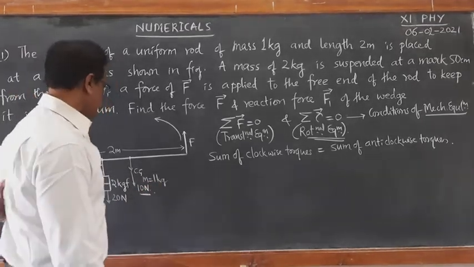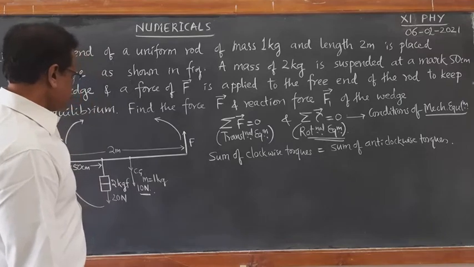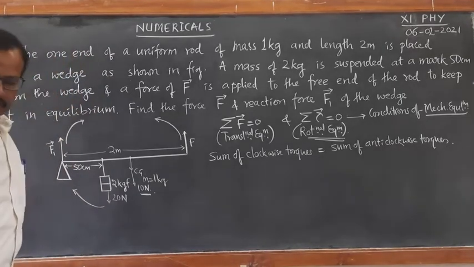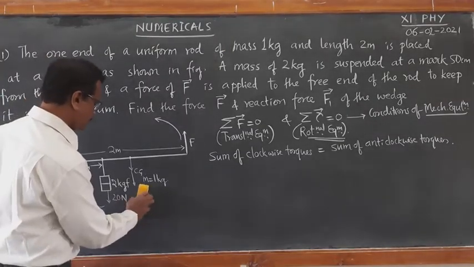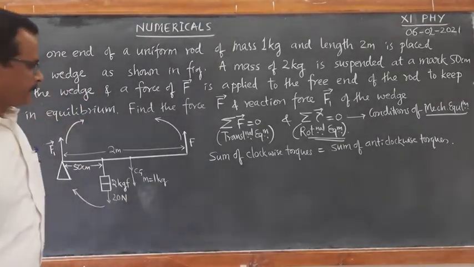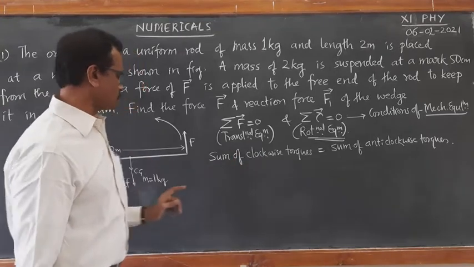Let us write this. So we will just write 1 kg mass. Later on, we will write that 10 Newton. Right. Now, sum of clockwise torques.